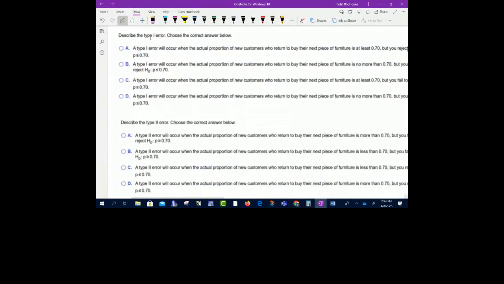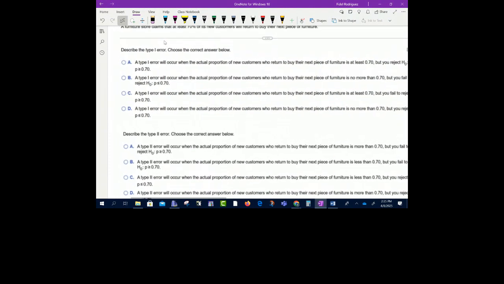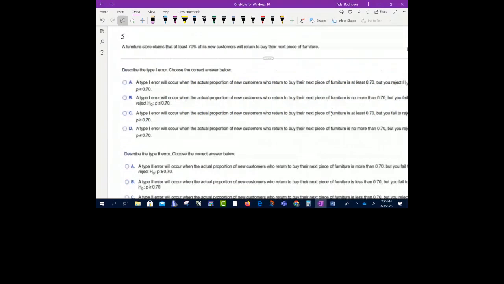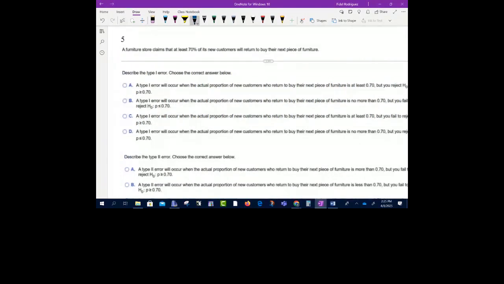So look, we want to describe the type 1 error, okay? So look what it says. A furniture store claims that at least 70% of its new customers will return to buy their next piece of furniture. So guys, before I even try to figure out what type of error we're going to have, let's see if we can write out the claim. Okay, at least 70%. So y'all, we're talking about a proportion. So look, I'm going to use my little p hat. At least 70%. Y'all, using an inequality, how do you think I would write at least 70%?